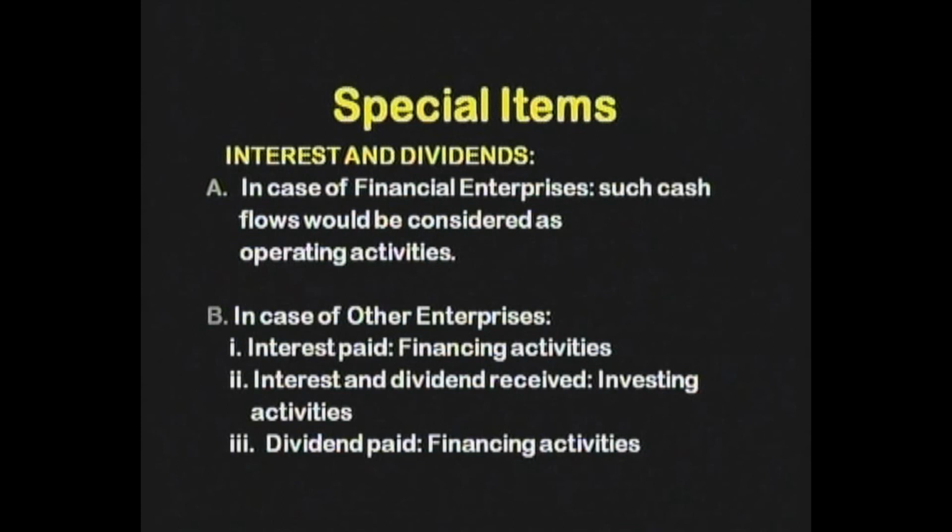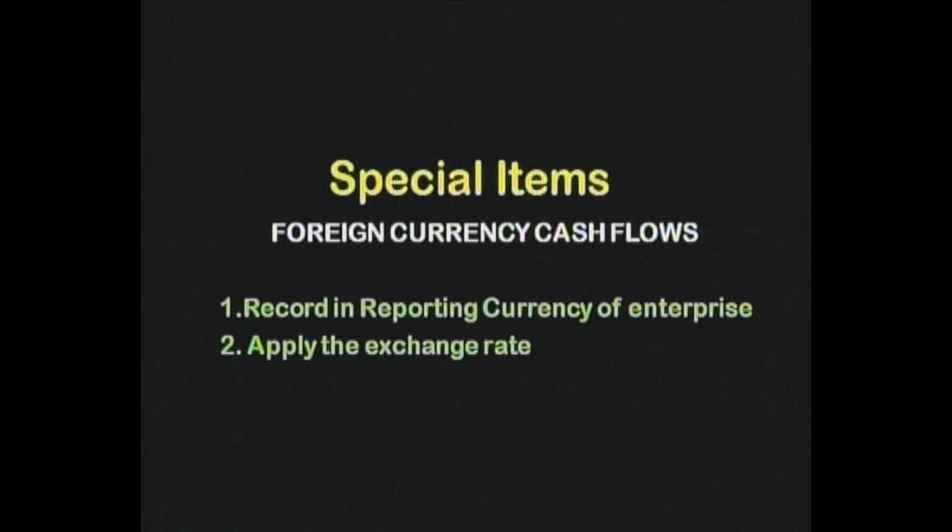While in case of other enterprises, interest paid would be a financing activity, interest and dividend received would be on account of investing activities because they are the returns on the investments so made, while dividend paid is again a financing activity. Next one is foreign currency cash flows. So, again they need to be recorded in the reporting currency of the enterprise and the exchange rate should be applied onto them for the conversion.